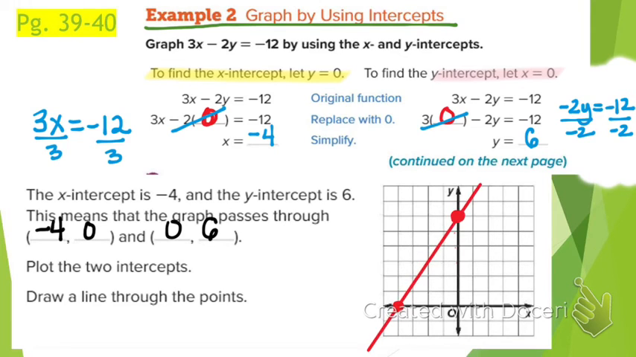So that's the second way, and I think that way is pretty fast. Making a table takes a little bit of time, but x and y intercepts go pretty fast. We're just trying to figure out where the graph crosses the x-axis and the y-axis, and then we just draw a line.